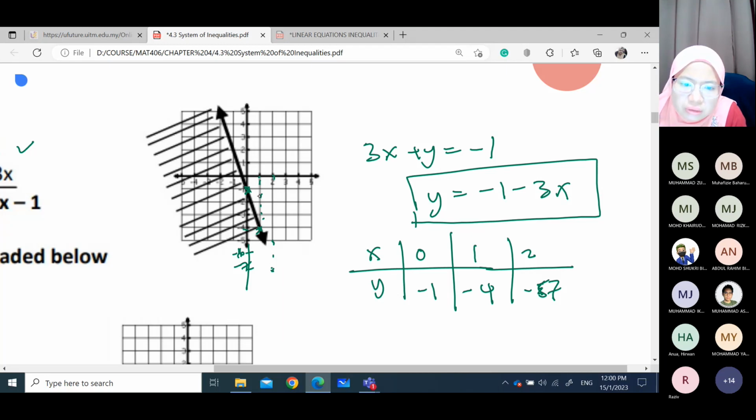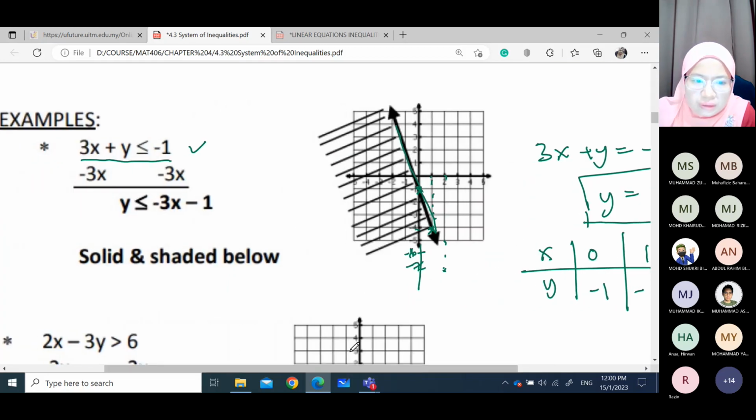Okay, so dapat titik-titik ni kita sambungkan. So, you akan dapat satu graf yang inilah. So this is the graph of y equal to negative 1 minus 3x. Okay, so this one is a full line, bukan dash line, sebab the inequalities is less than or equal. Okay, faham? So ni graph dia.